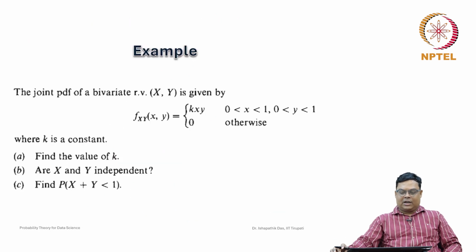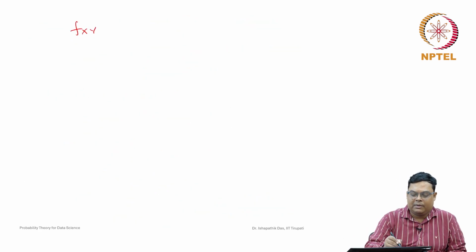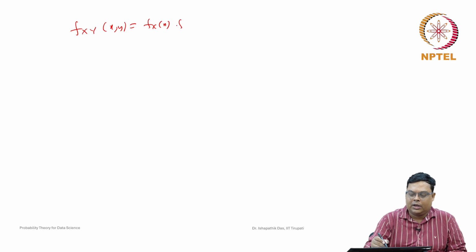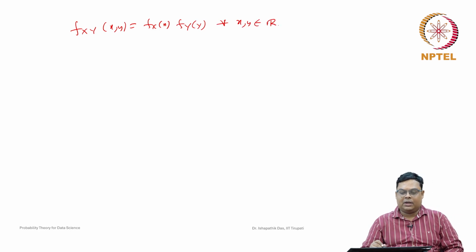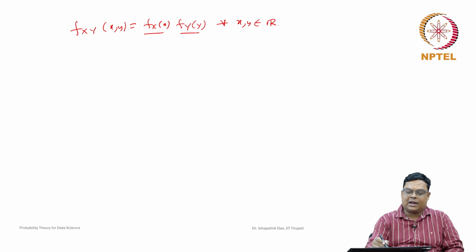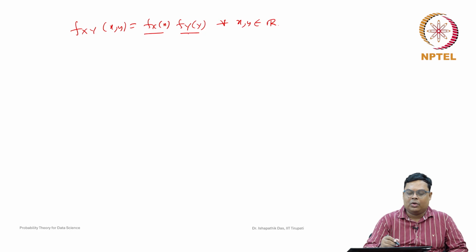Next, it is asked whether X and Y are independent. So, first we have to find the marginals. For independence, what is the definition? We have to show that f_XY(x, y) is equal to f_X(x) times f_Y(y) for all x, y belonging to the real numbers. To check this relationship, we first need to find what f_X(x) and f_Y(y) are. So, what is the marginal?